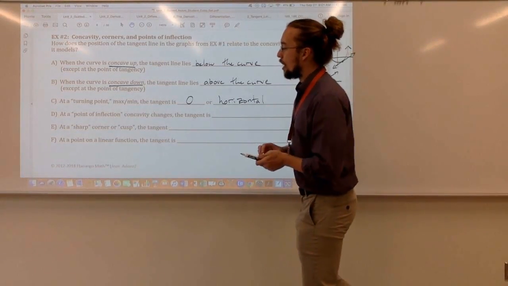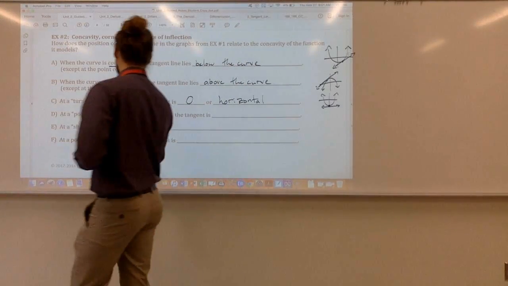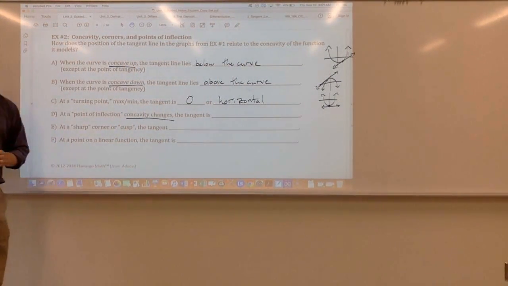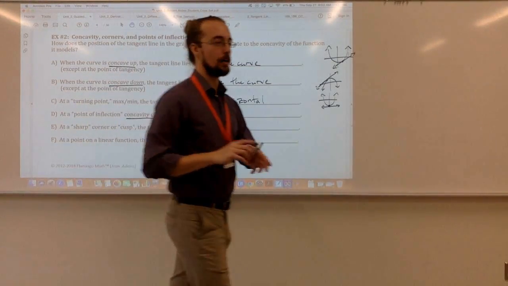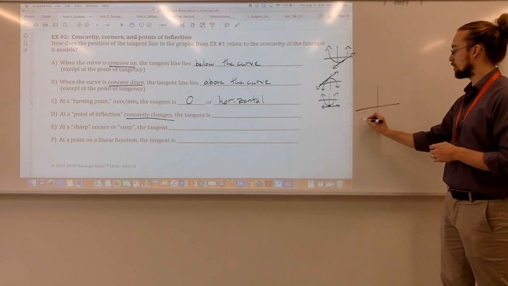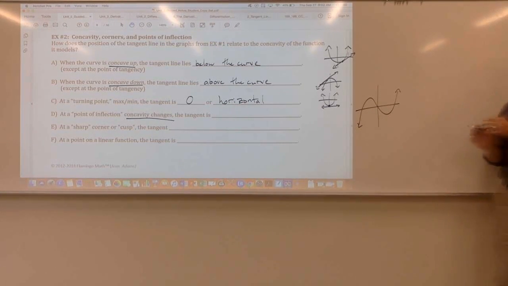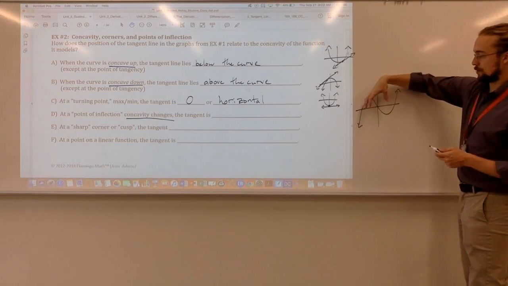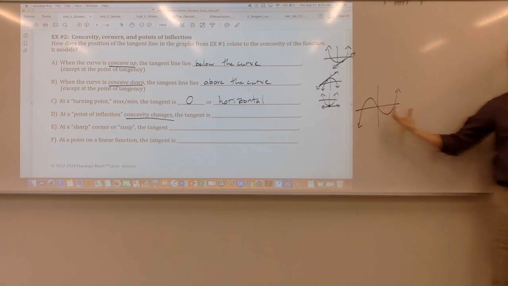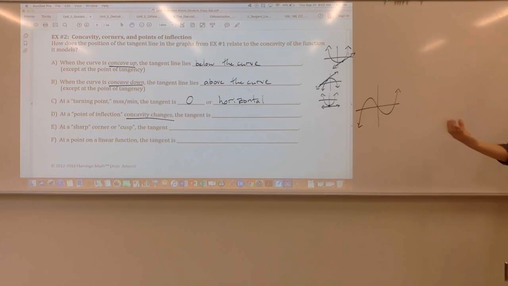Now, a point of inflection is where concavity changes. So we would change from concave up to concave down, or concave down to concave up. Something like that, we could look at a cubic function. Over here, this piece is facing down. Over here, this piece is facing up. Somewhere in here, we change from concave down to concave up.